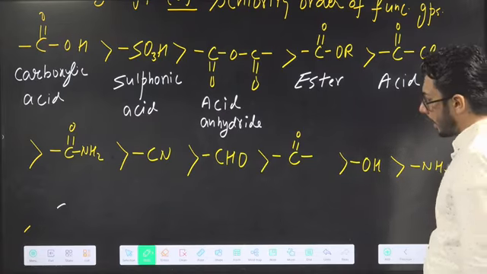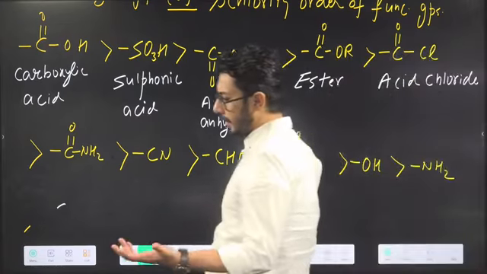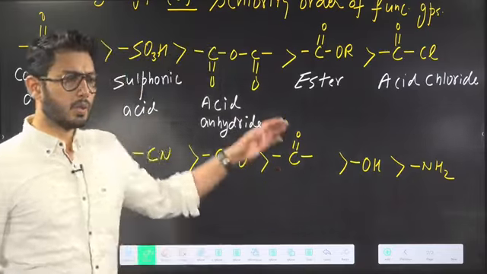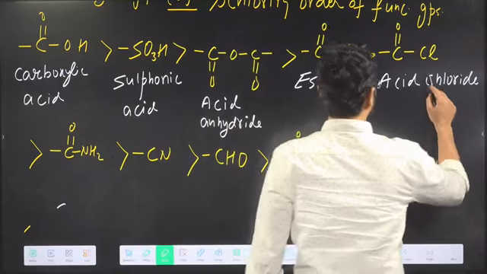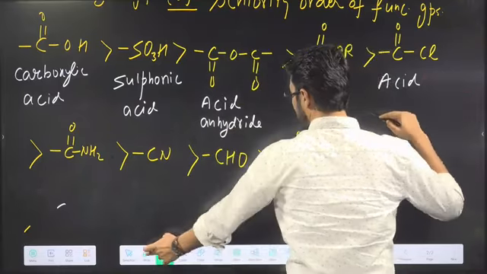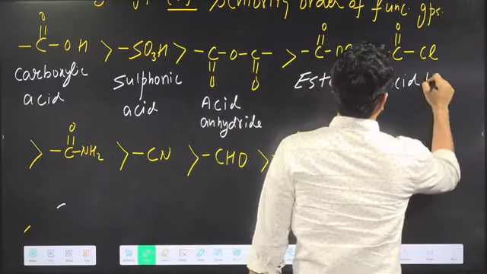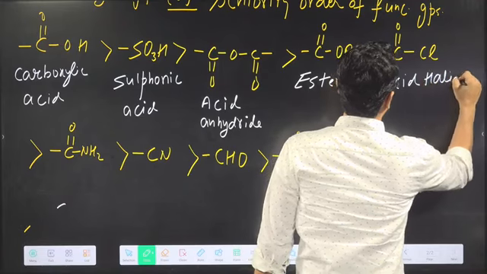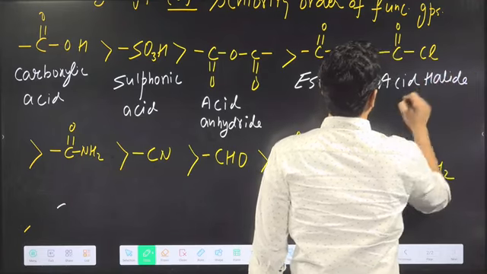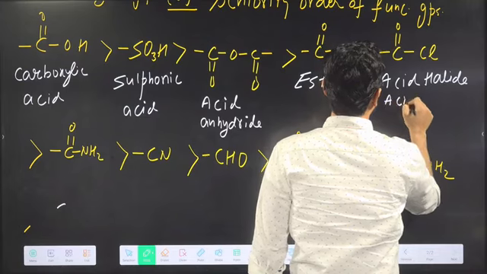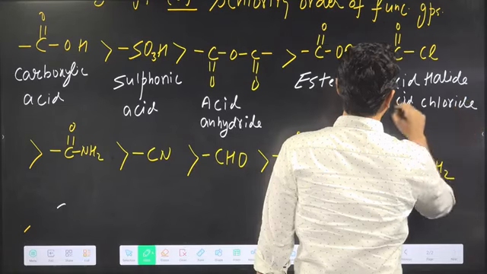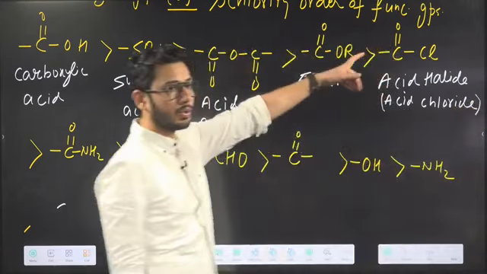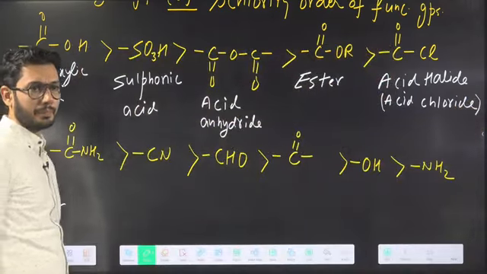Actually, here it is halogen, Cl or Br possible, acid halide. So I have written the general term acid halide here. So here also I am writing acid halide, or you can say acid chloride, which is written above. For this particularly I have written COCl. Okay.